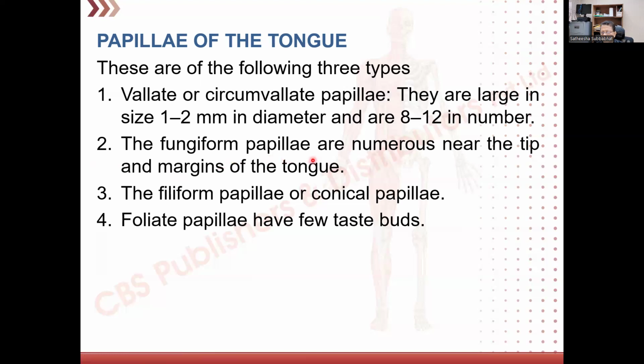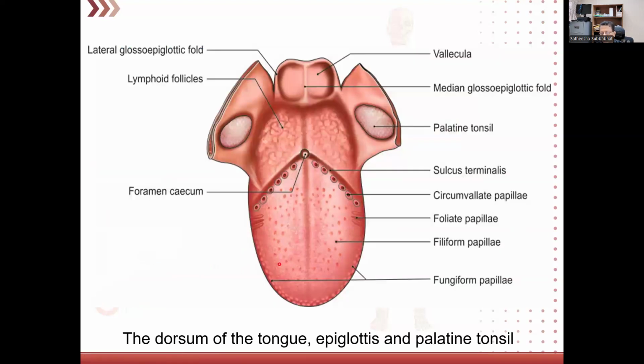Then the fungiform papillae are numerous near the tip and margins. Here you can see that; these are fungiform papillae. The third one is the filiform papillae, more on the dorsum of the tongue. There are very few mucosal folds on the sides, very few in number. That is called the foliate papillae.